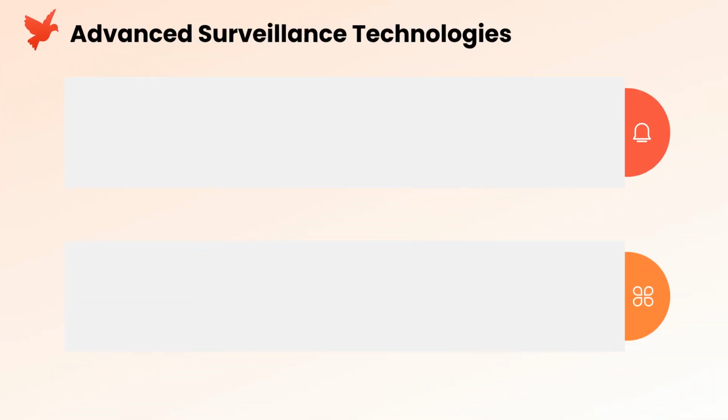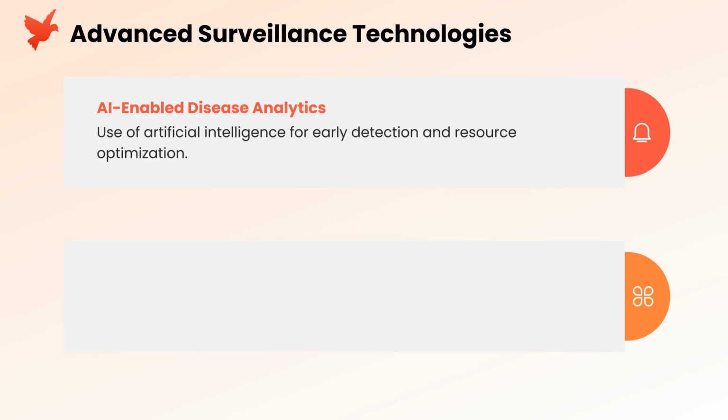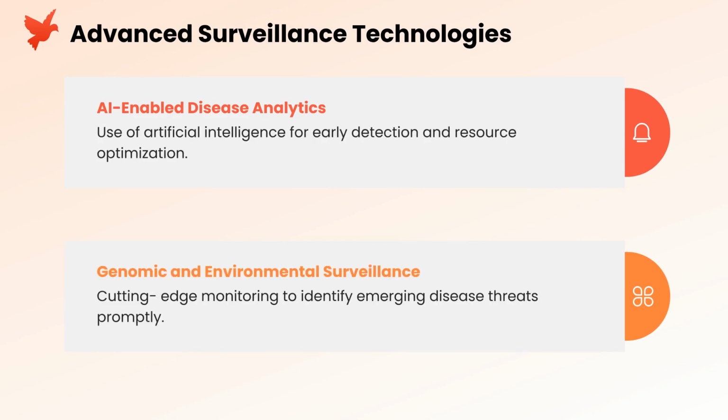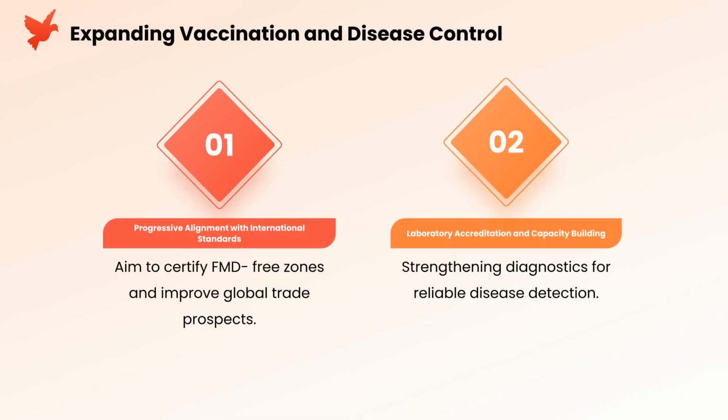We are integrating advanced surveillance, including AI-enabled analytics for early detection and genomic monitoring, to quickly identify emerging disease threats, ensuring proactive protection for our livestock. Our strategic priorities also include aligning with international standards for disease-free zones to boost global trade, alongside ongoing capacity building to strengthen our diagnostic infrastructure.